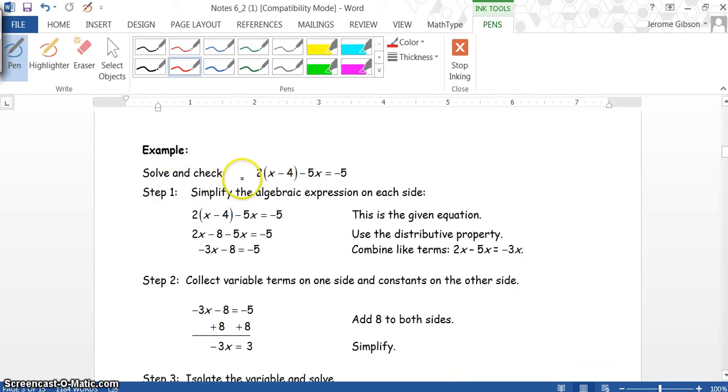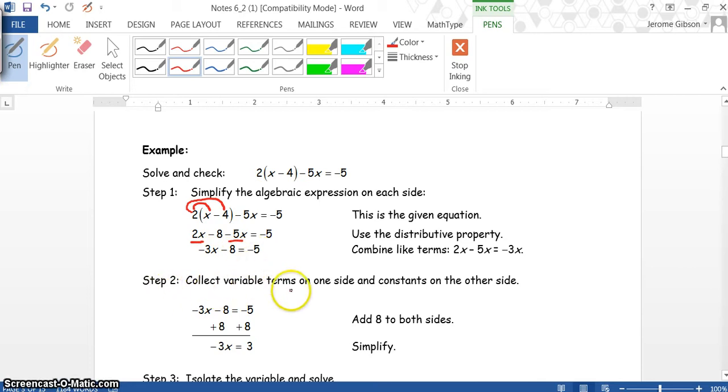Now, example. Solve and check. We have 2 times the parenthesis x minus 4 minus 5x equals negative 5. So it says simplify the algebraic expression on each side. The first thing we would need to do is the distributive property. We would take our 2 times x and also our 2 times the minus 4. 2 times x is 2x. 2 times the minus 4 is minus 8. And we bring down our minus 5x and that equals negative 5. We combine like terms. 2x minus 5x gives us negative 3x minus 8 equals negative 5.